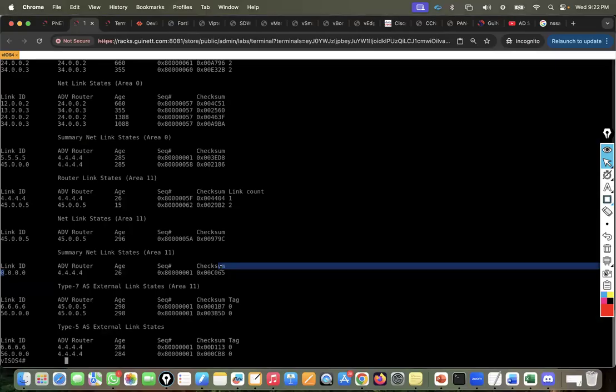So we understand all area types and we understand how they are going to form the neighborship. Are we good up to here? Any doubt, guys?